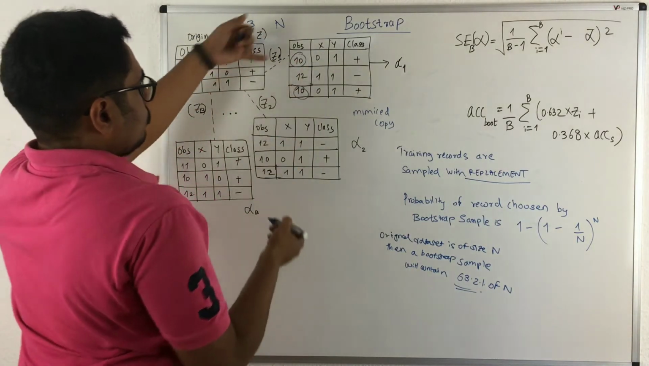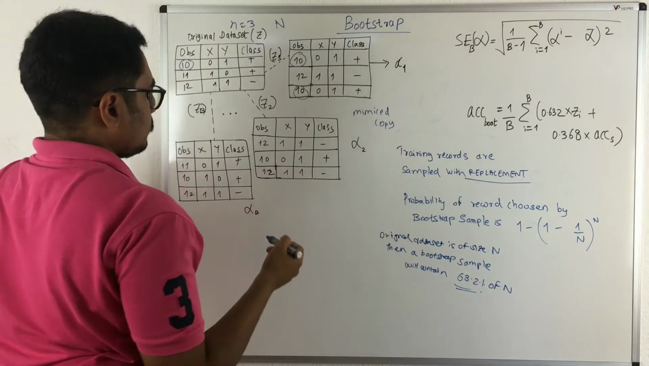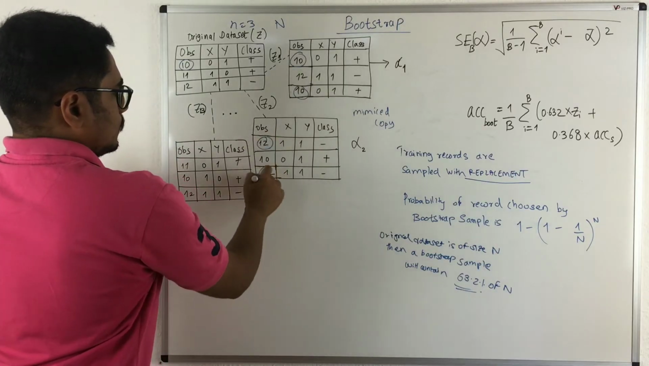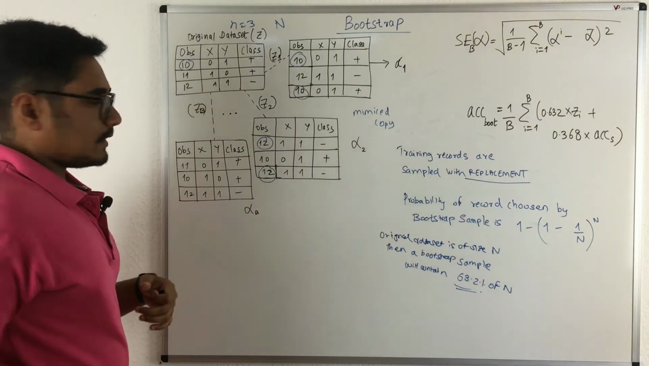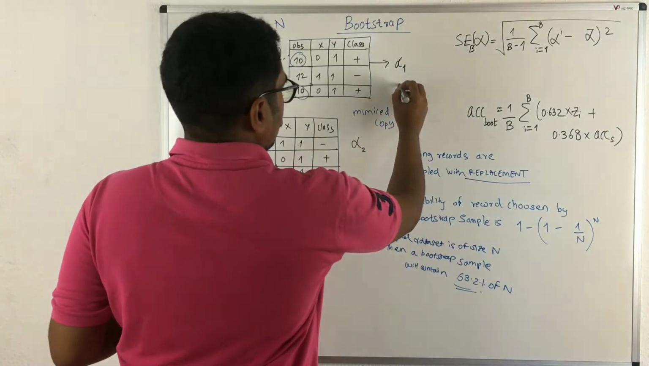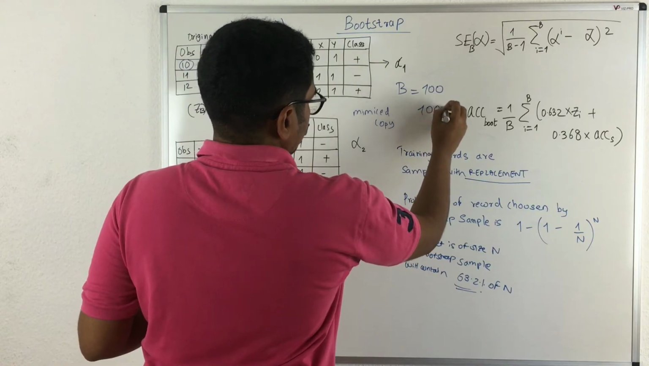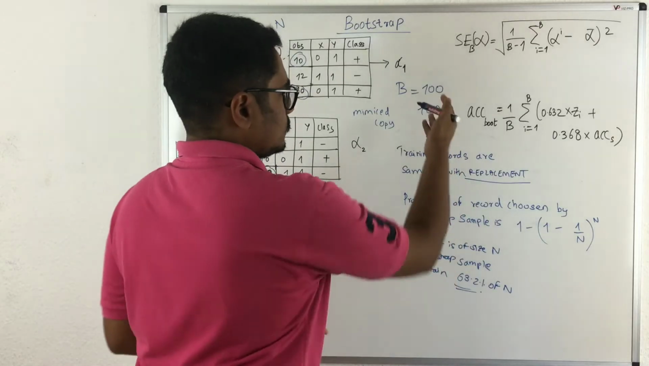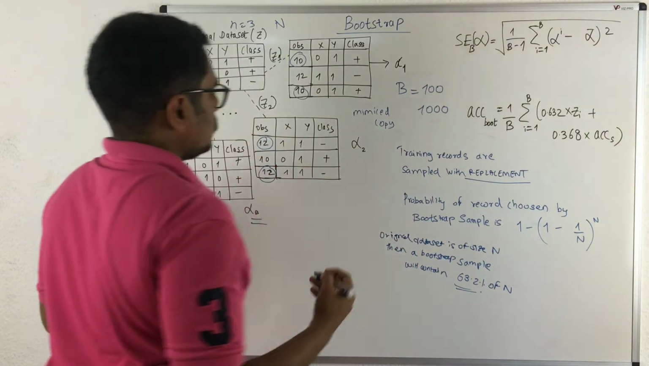Here you can have two instances or any number of instances, that is 10 is repeated twice here. Similarly here 12 is repeated twice. So you can have any number of bootstrap samples, and B represents the number of bootstrap samples. How many can you generate? B you can just keep at 100 or even 1000, or it can be any number. This is just the suggested number of bootstrap samples for your data set.